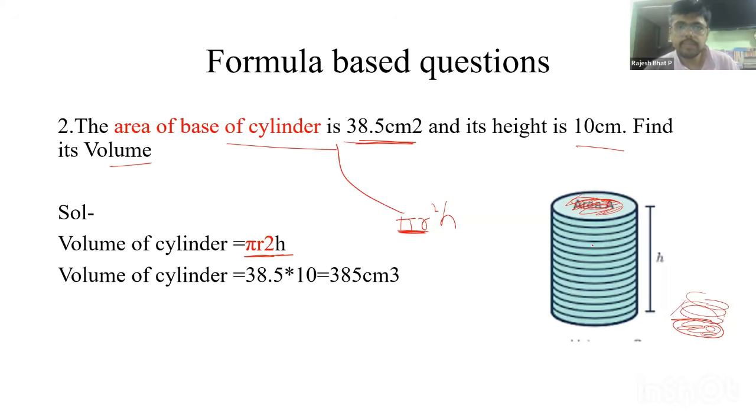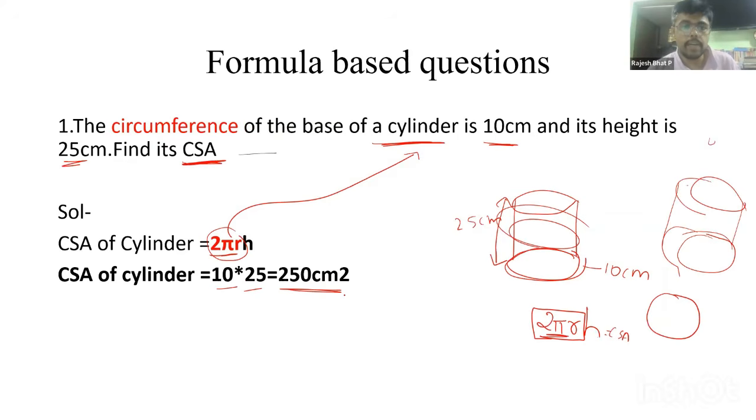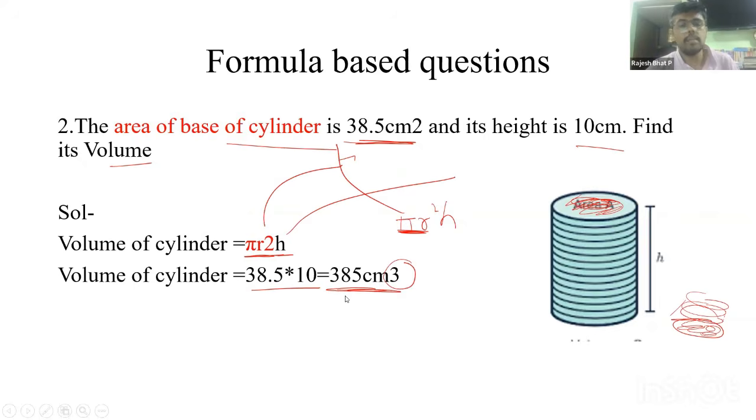So basically, pi r square is the area of the base and height is given. So just multiply again. Therefore, 385 centimeter cube. Why centimeter cube? It is volume. In the earlier problem, it is centimeter square. See properly, it was centimeter square. In this problem, it is centimeter cube.